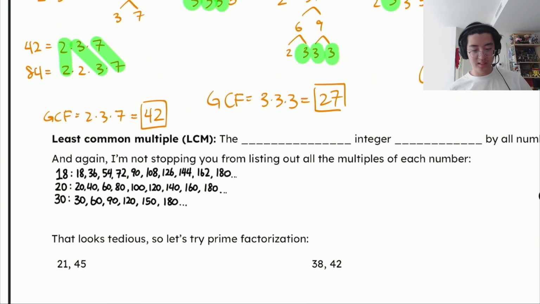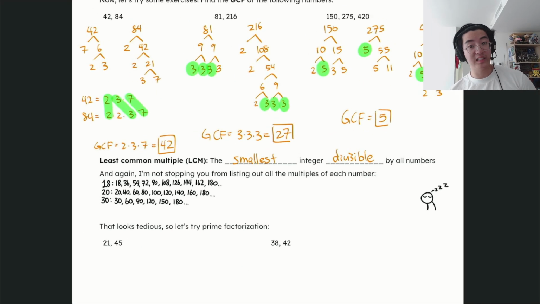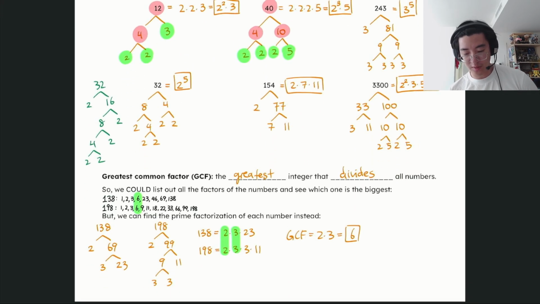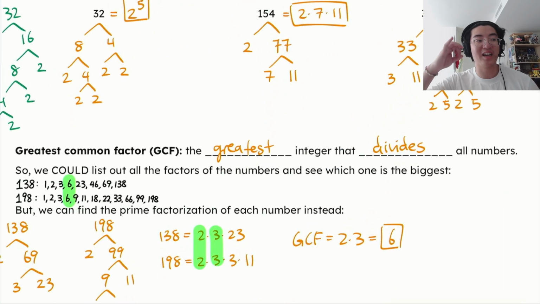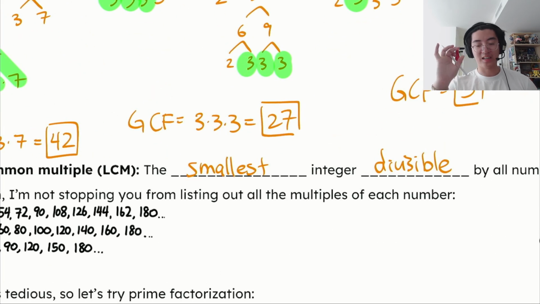So, in contrast, the least common multiple. That's the smallest integer that is divisible by all numbers. Right, so notice the key difference here. The first one is the greatest integer that divides into all numbers, whereas this is the smallest integer that is divisible by all the numbers.